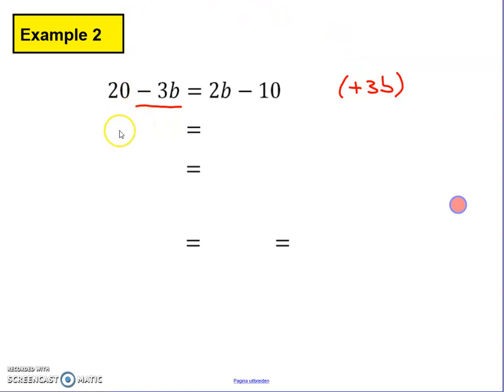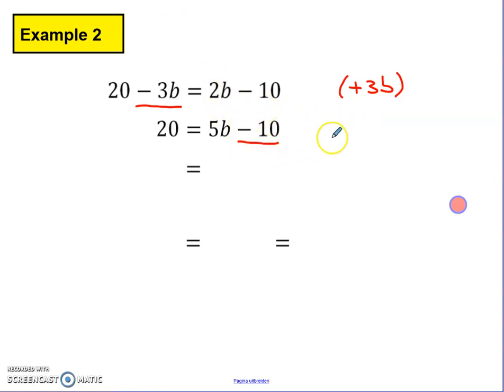So what's left on the left side when I do plus 3b? I have 20 left and no b, because minus 3b plus 3b, there are no b's left on the left side. So I only have 20. What I do on the left side needs to be done on the right side. So over here I can see what I need to do. On the right side I have 2b plus 3b is 5b. And do not forget to copy this minus 10. He's still there. So now all my variables are on the right side. So this means the minus 10 needs to go.